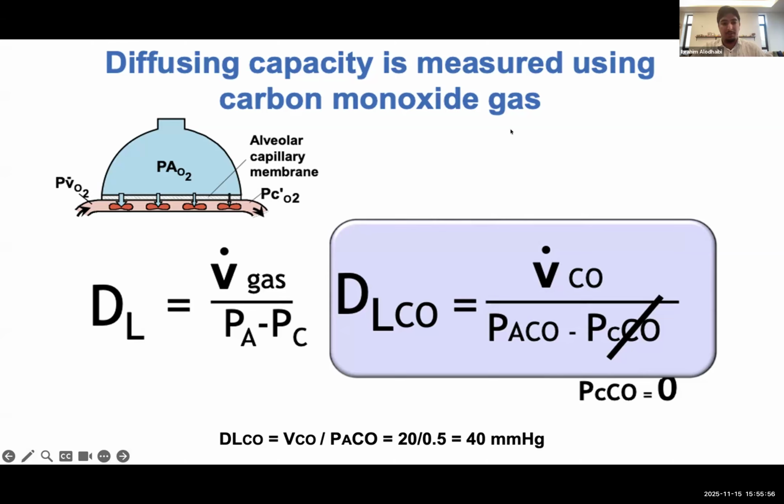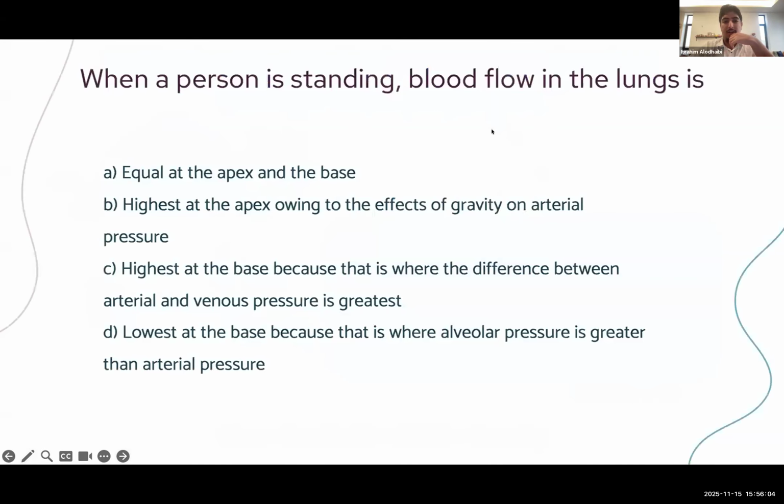Anyways, just to be clear, everyone understands how we got to 40 here. You guys ready to move on? All right, great. So when a person is standing, blood flow in the lungs is which of the following?